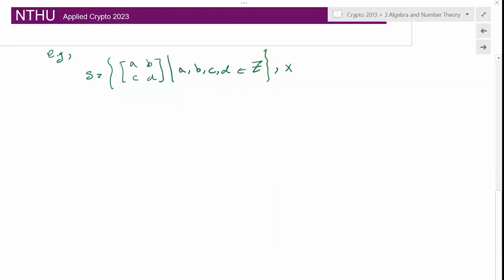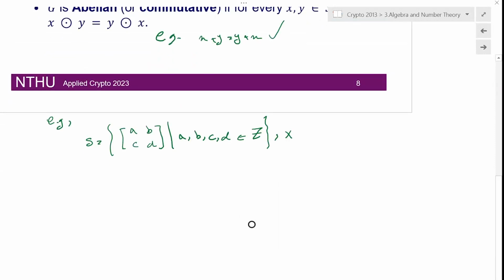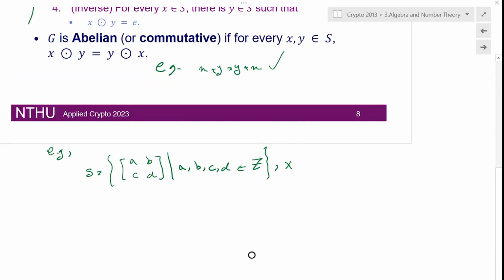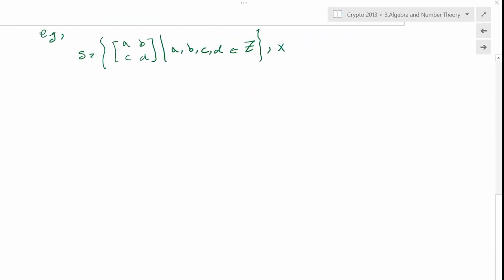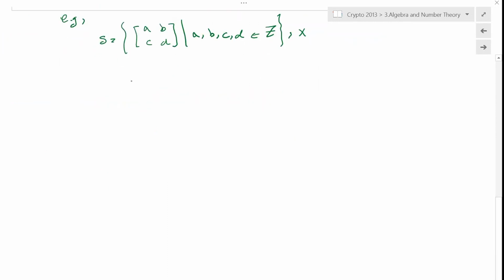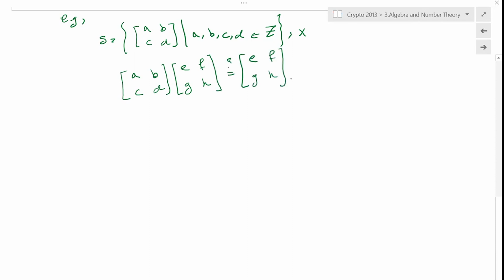So we know that in integers, all of them are commutative. This is a very obvious operation. But how about the matrices? Do you think that if I take two matrices, [A, B; C, D], and then I multiply this one by [E, F; G, H], this is going to be equal to [E, F; G, H] times [A, B; C, D], right?